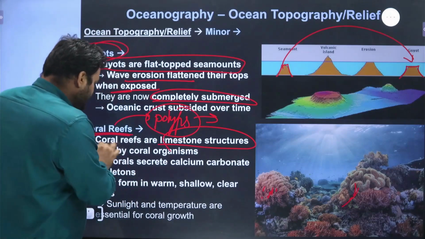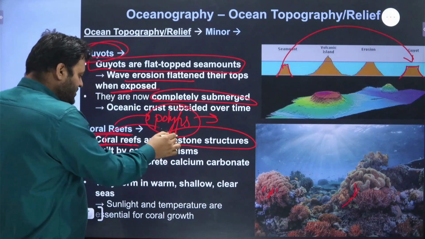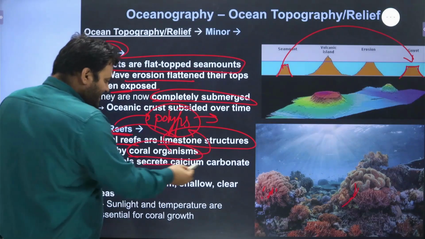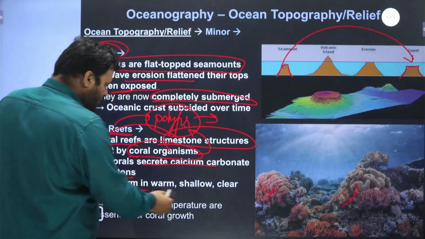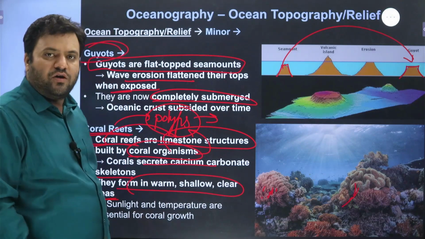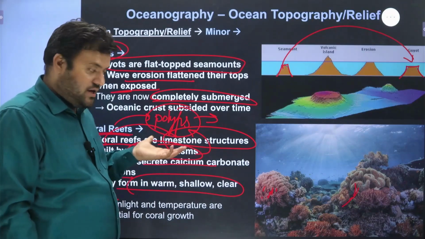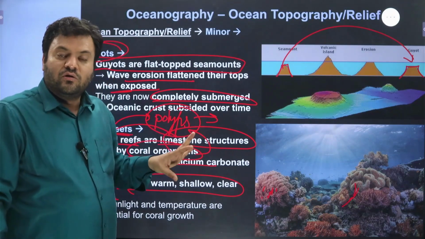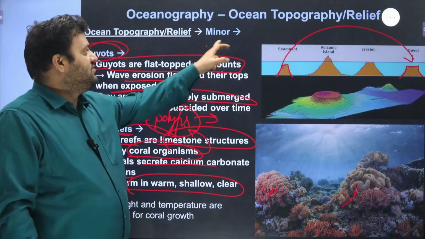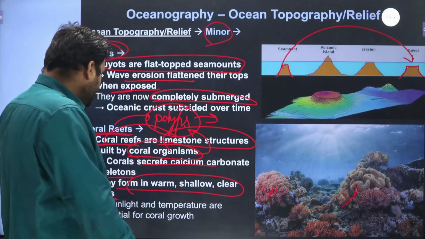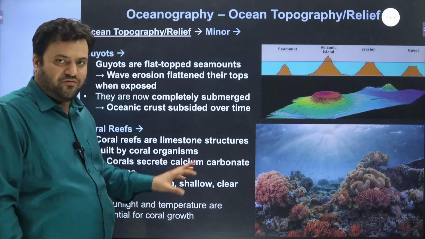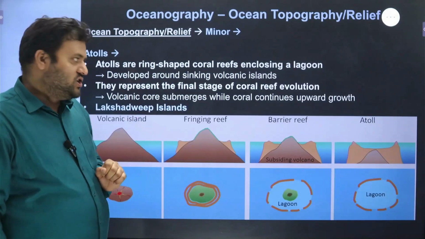So these coral reefs are limestone structures built by the coral organisms, I told you, polyps. And corals secrete calcium carbonate skeletons. They form in warm, shallow water and clear seas. Corals are also found on the continental shelf areas, but they also modify the topography in a more regional manner. That's why they are minor topographical features. Sunlight and temperature are very vital for the survival of coral reefs. So that's why they are there in the continental shelf areas.